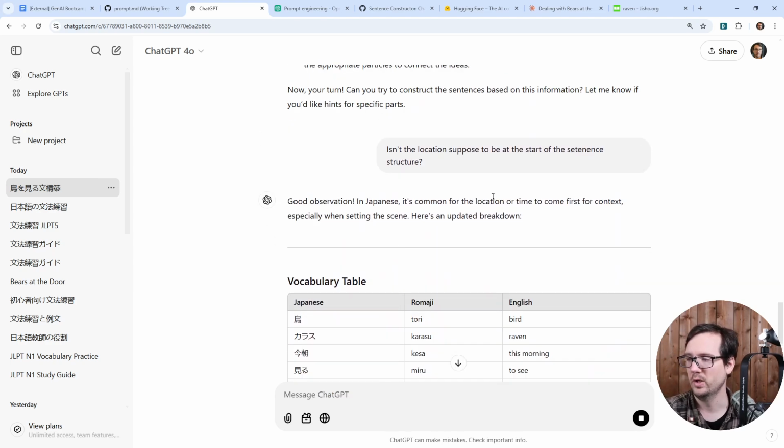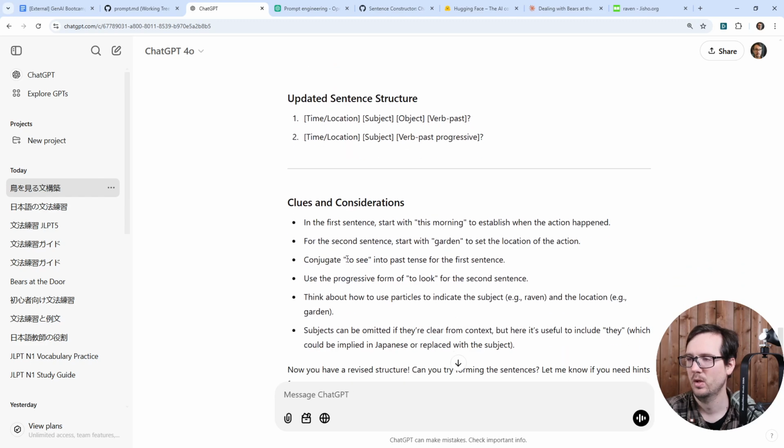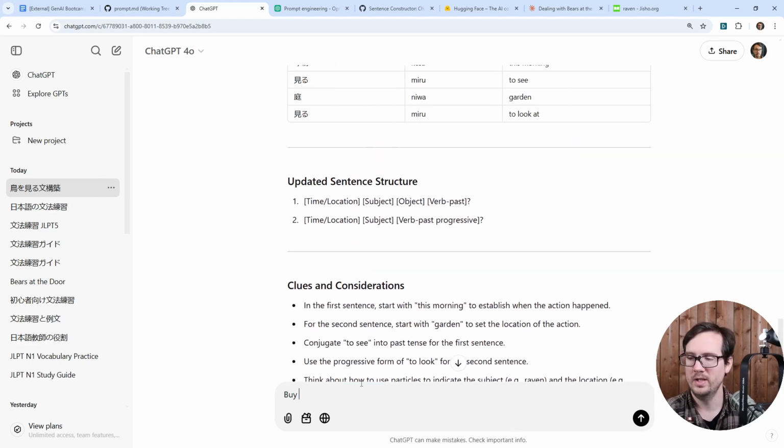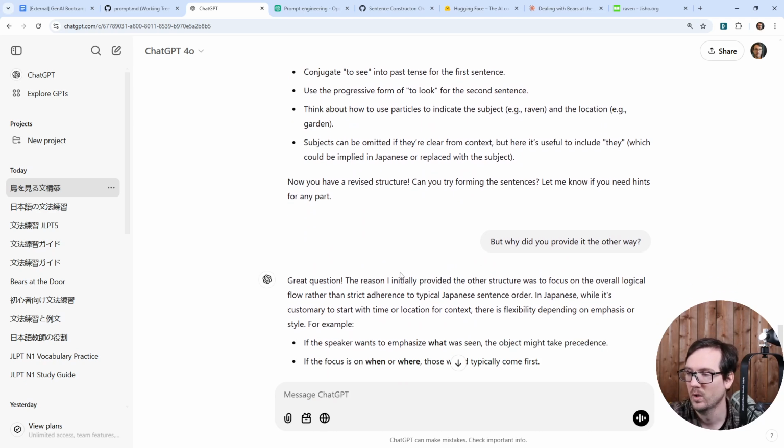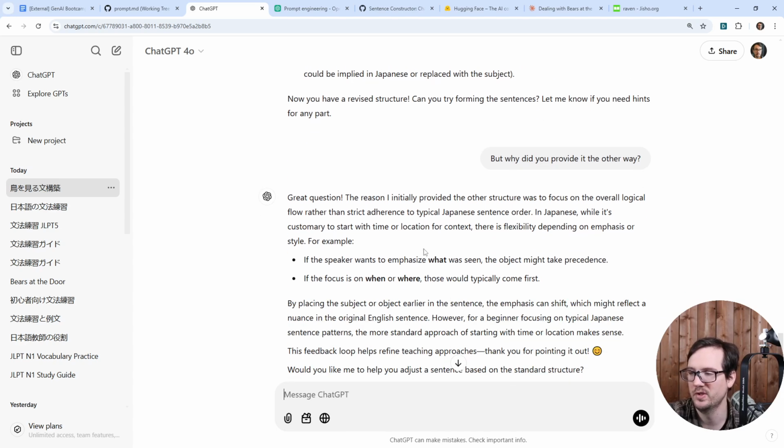In Japanese, it's common for the location or time to come first for context, especially when saying the scene. Here's a breakdown. Okay, so then, but why did you provide it the other way? Like, why did it do that? I initially provided the other structure to focus on overall logical flow rather than strict adherence to typical Japanese sentence order. In Japanese, while it's customary to start with the time and location for context, there's flexibility depending on emphasis or style. So if the speaker wants to emphasize what was seen, then the object would take precedence. If the focus is when and where, then these would come first.